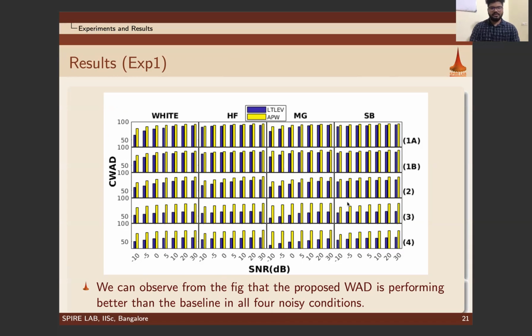A major difference in performance is observed for the machine gun noise. It seems like the LSTM block is trained to avoid short burst type noises such as MG. Due to this, we observed a significant improvement over the baseline. On the other side, a lesser difference in performance is observed for the babble noise, where the baseline also performed reasonably well along with the proposed method, particularly for test cases 1A and 1B.